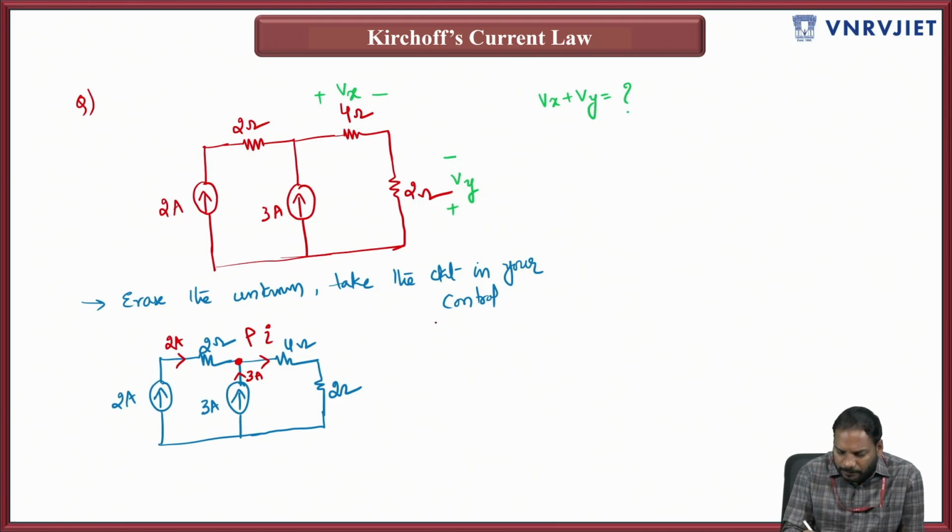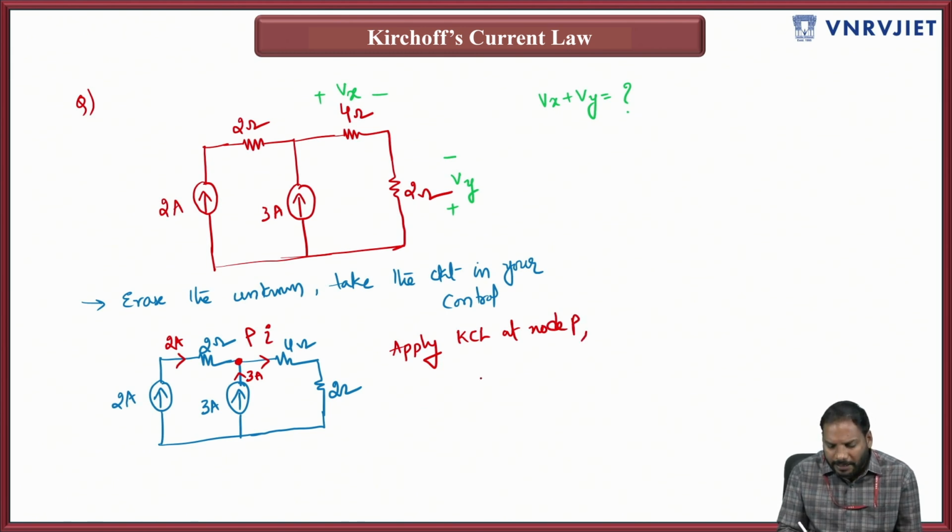So now it is very simple. Apply KCL at node P. If we apply KCL at node P, then 2 plus 3 is equal to I. So I is equal to 5 amperes. Okay, so that means I is equal to 5 amperes.